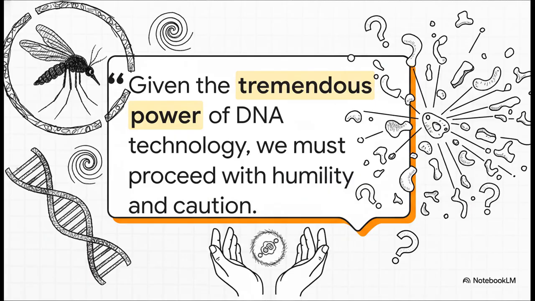However, wielding this kind of power requires immense humility and caution. We are bypassing millions of years of slow, natural selection. Eradicating a species of mosquito could have unforeseen, cascading ecological consequences that we simply cannot predict right now. The power to alter entire ecosystems at the molecular level carries an equally massive burden of responsibility.